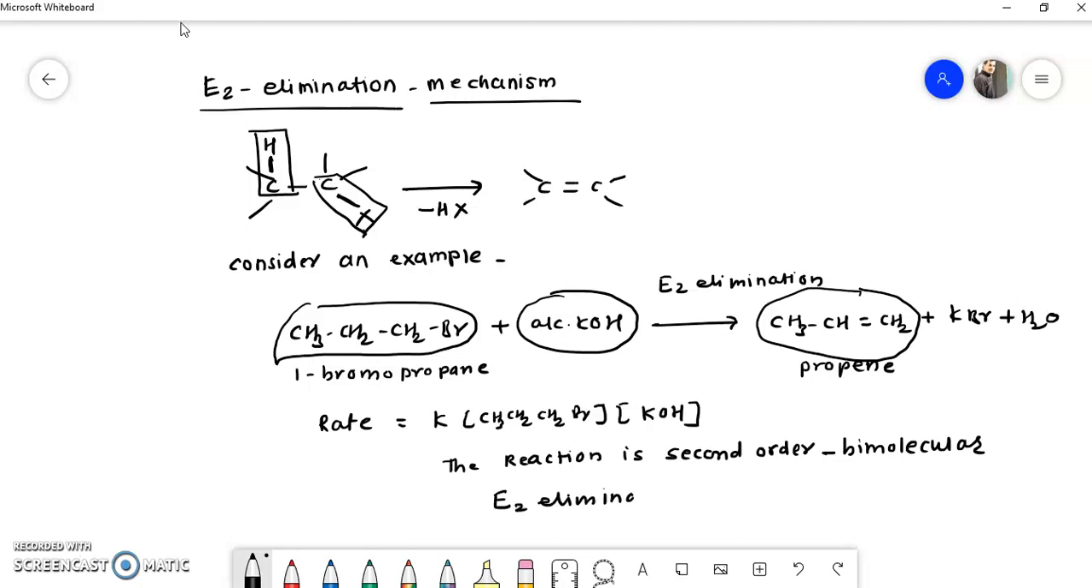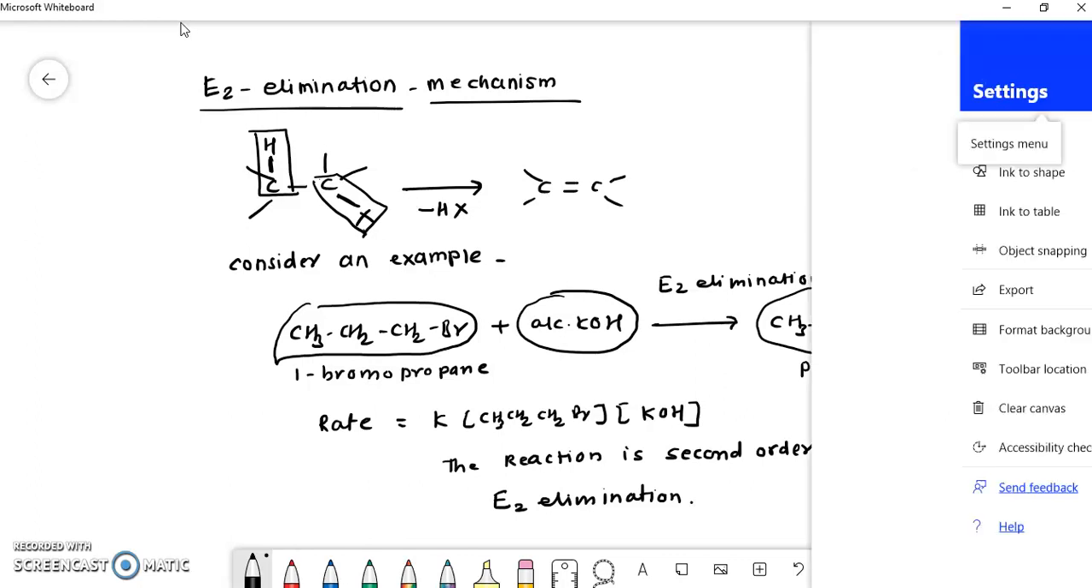Okay, so I hope now it is clear to you what is E2 elimination. Why is this elimination called E2 elimination? Because if we see the example and if we study the rate of this reaction, then we came to know that the rate of this reaction is proportional to the concentration of 1-bromopropane as well as the concentration of alcoholic KOH. That means the concentration of both the starting materials. So we can say that the reaction is bimolecular, therefore it is E2 elimination. So this is the E2 elimination reaction, its example, and why it is called E2 elimination.